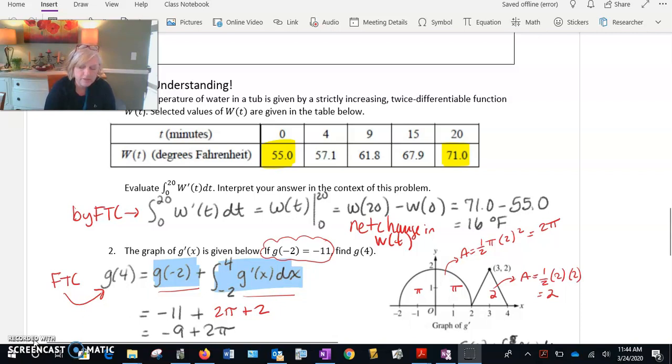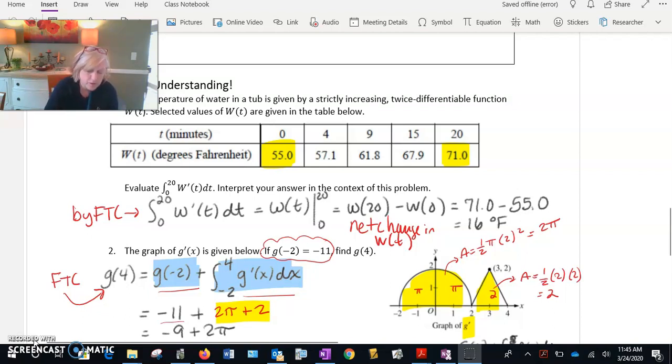So g of -2 was given. That's where I got the -11. Then over here in the picture you had a picture of your rate function, g prime, and I basically calculated the area of each of these little sections. I needed -2 to 4. Everything was above the x-axis, so it was all positive. I simply added them together to get 2 pi plus 2, and then I just simplified it down.